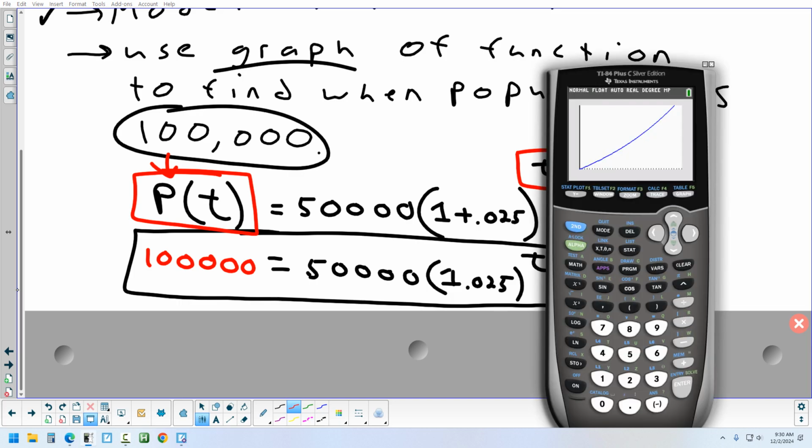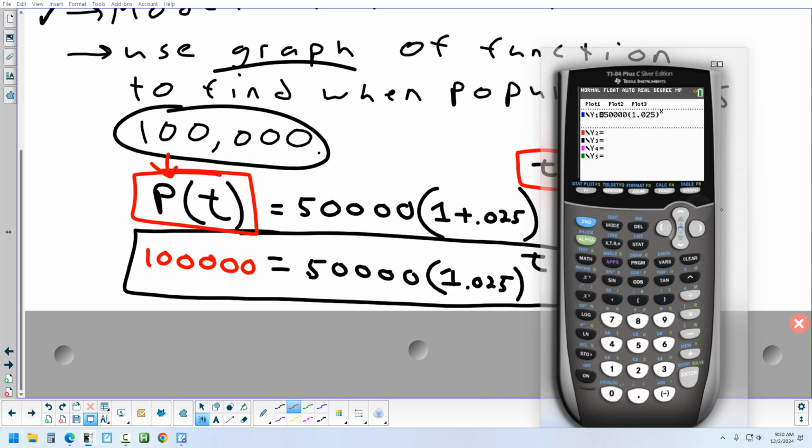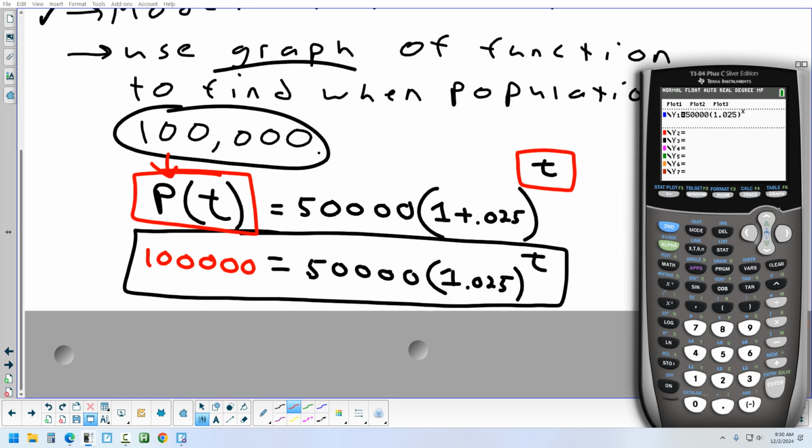Okay. So what do you think I'm going to do on my y equals screen to represent what's in that black box? Yeah. Make a second line. Mhm. Make a second line at 100,000. Okay. So now we've got the growth of the population in blue. We've got a mark at 100,000. And what do you think we want to find now? Where they intersect. Yep. So second calc intersect.